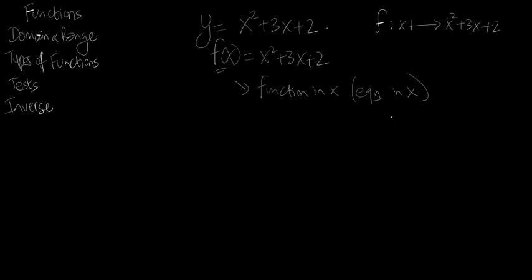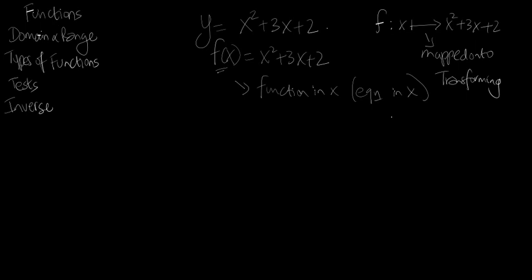So it's read like this. It means f is such that x is mapped onto x squared plus 3x plus 2. So the arrow means mapped onto. And what does mapped onto mean? It means that you're transforming, okay, you're transforming x onto x squared plus 3x plus 2.